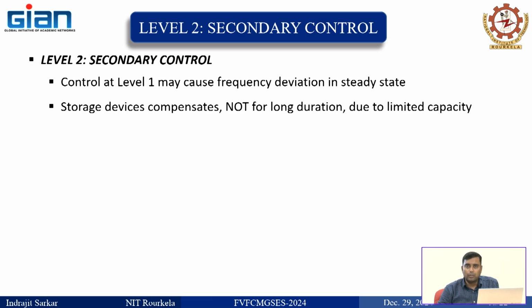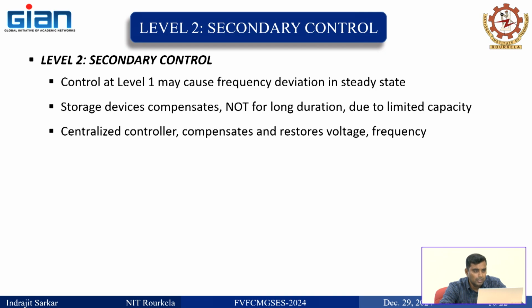It is like the inverter that you have at your home. It will run for 4 hours, 6 hours, not for 24 hours, 3 days, 4 days. That is not possible. Then you have many batteries to be connected in series and parallel, so it is more cost, and you also have to design larger storage devices. The centralized controller compensates and restores voltage and frequency. This is what level 2 control is. A centralized controller will supervise and try to compensate and rectify.